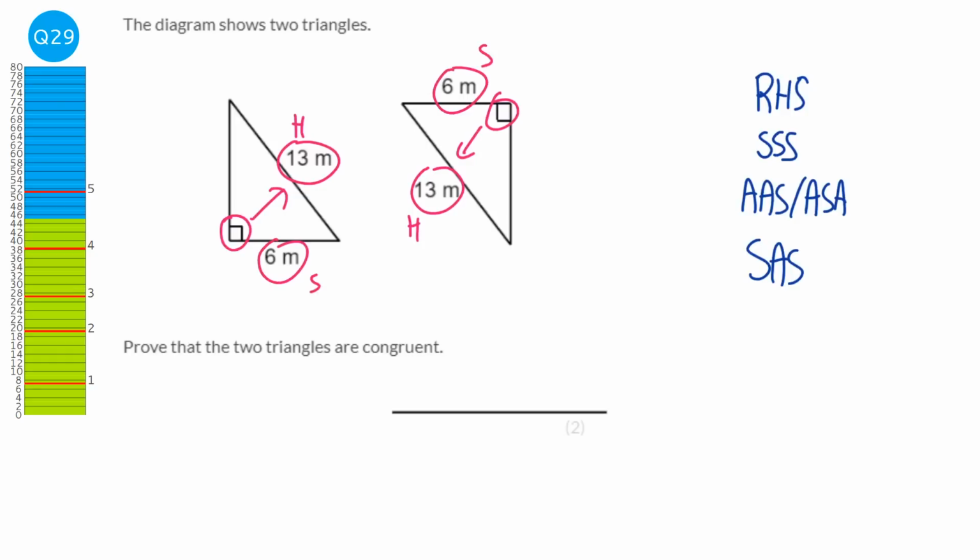Now, it's not going to be SSS because we don't have 3 sides. We do have a side and an angle and a side, but the 2 sides are not next to the angle, so it's not going to be that one. And we don't have 2 angles, so it's not going to be this one. So the last one is RHS, which is right angle, which we have, hypotenuse, which we have, and side.